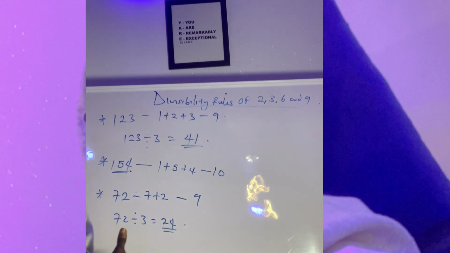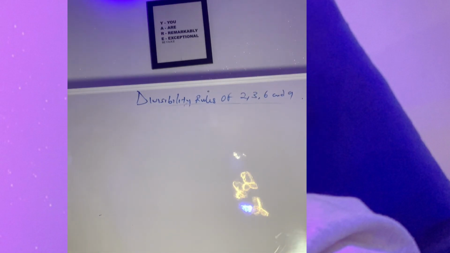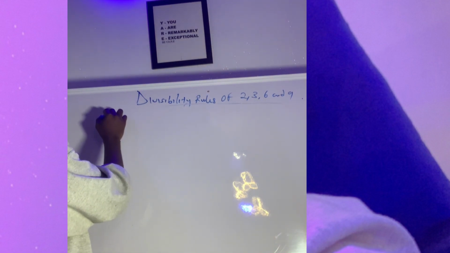So that is how to know if a number can be divided by 3. Okay, so the next one we want to look at is the divisibility rule of 6.